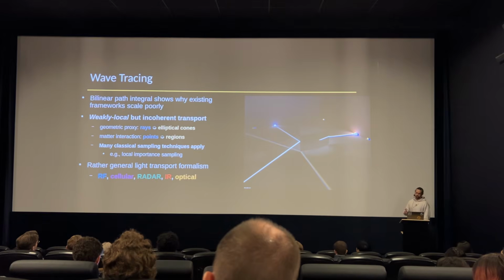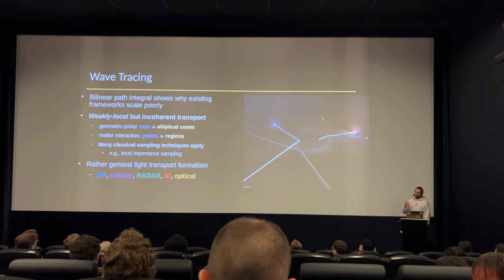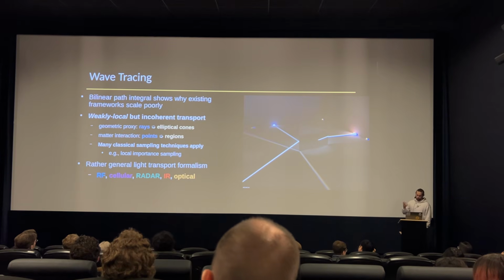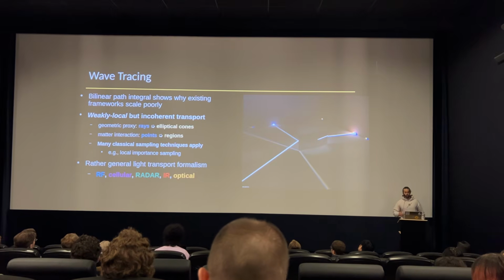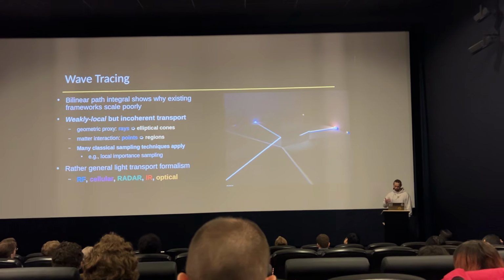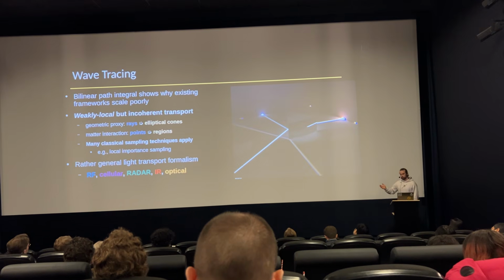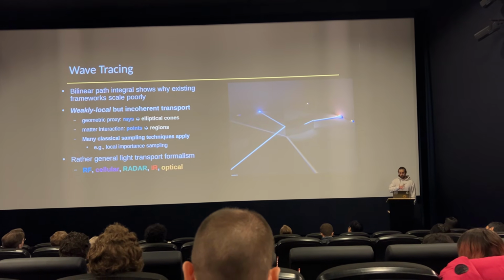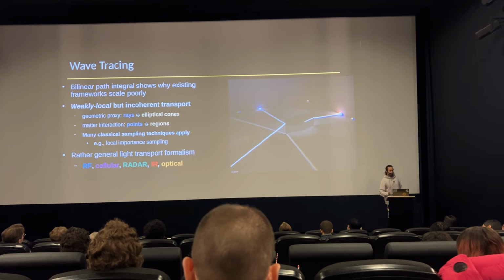To conclude, I explained our design choices in generalizing the path integral. We have seen that bilinear frameworks, the most common way to do wave simulation today, fail to scale. We then generalize to a unique, weakly local incoherent formulation, where we go from rays to elliptical cones, and we go from interactions at local points, classically, to wave interactions at regions. Incoherence is a powerful tool.